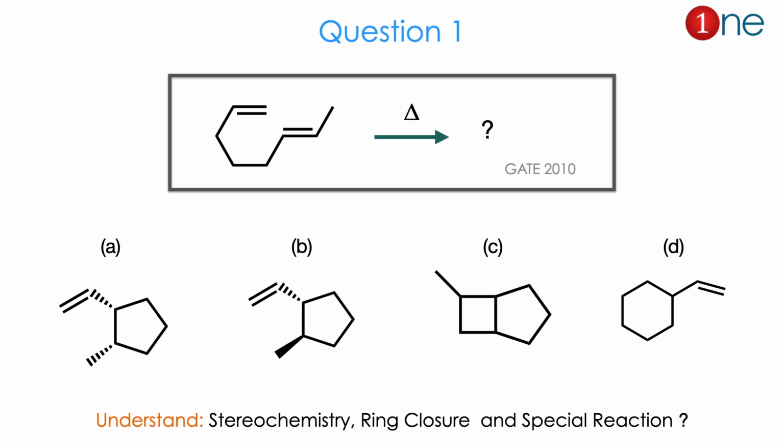Let us see question number 1. The starting material contains a linear chain. It contains 2 alkenes and a terminal methyl group. You are heating it, and they ask you to find the product. The product is a ring-closed one, so the ring is closed.